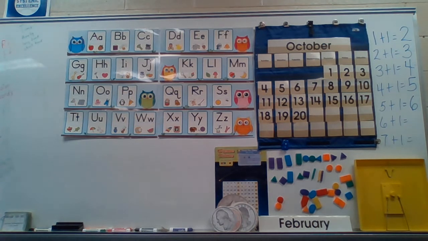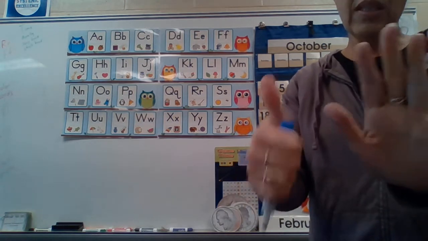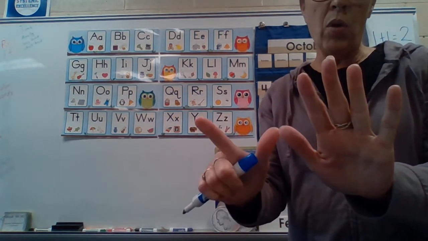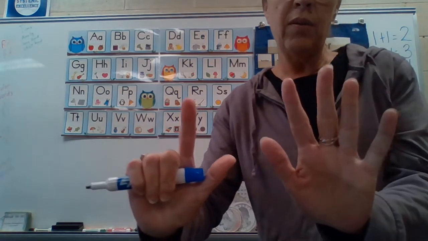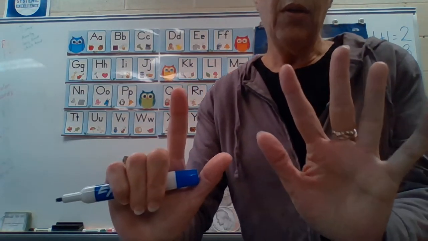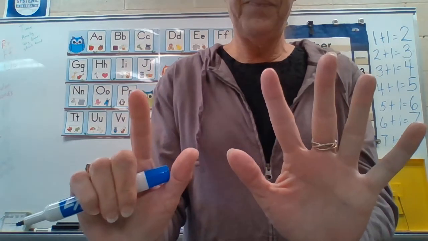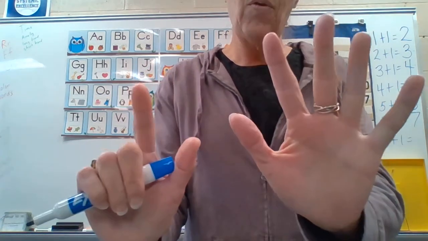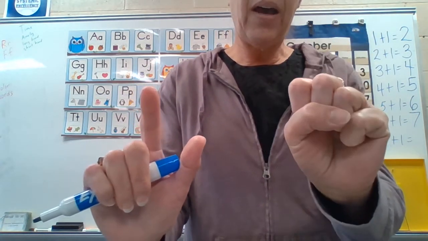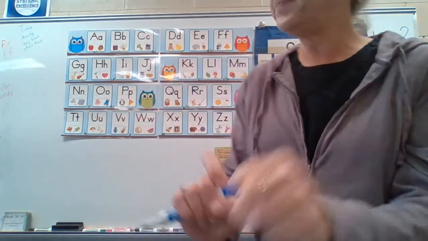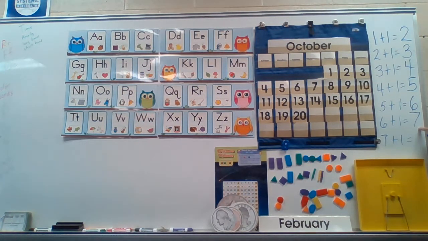What would you expect the answer to 6 plus 1 to be? Because this says 2, 3, 4, 5, 6. I would expect it to be 7. But let's check and make sure. So 6 and one more. Oh, now we're gonna use that little trick I just showed you. Put up 5 over here and 2 over here, and then we're gonna count on. Ready? 5, 6, 7. It is 7, just like I predicted.